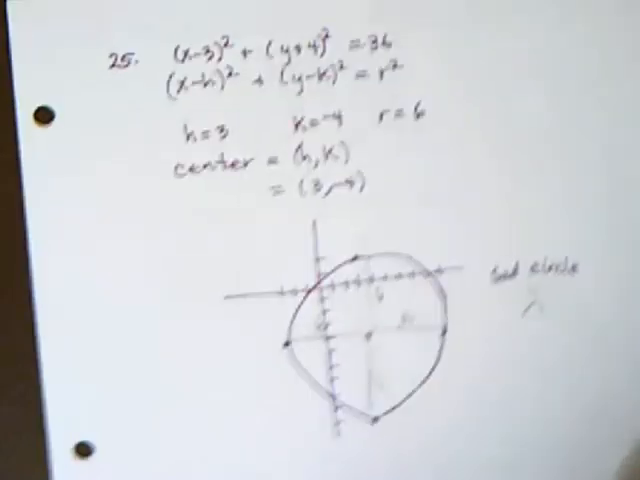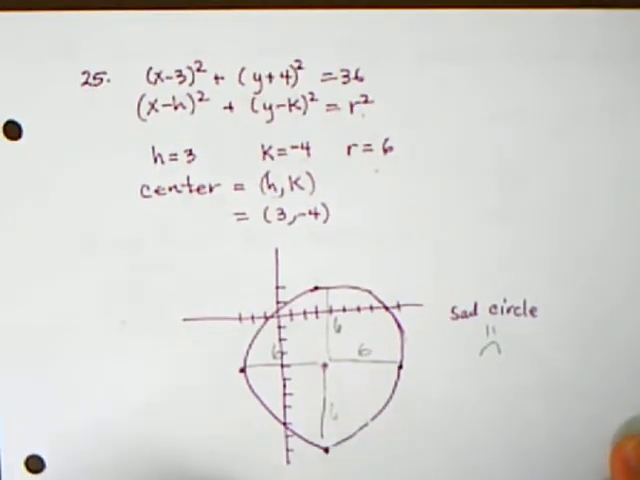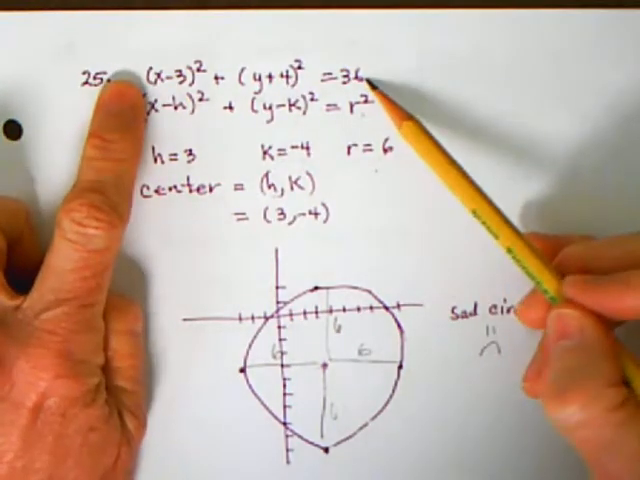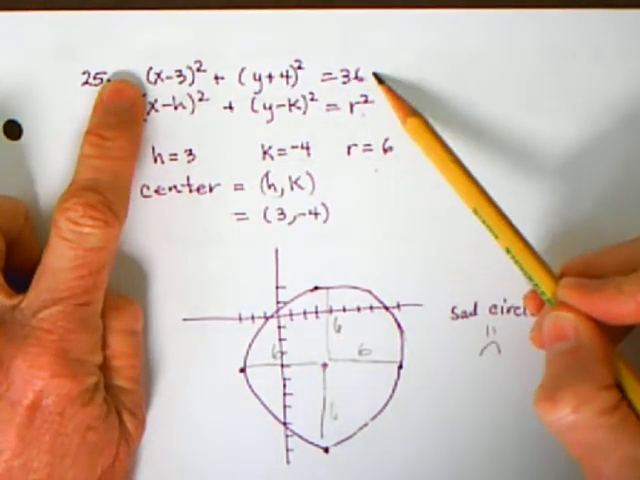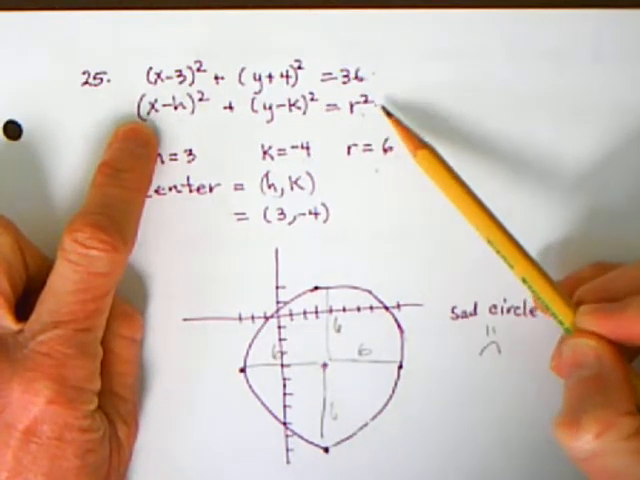25, here we go with 25. All right. So you are given a circle and you need to graph it. So this is what you're given. So remember, this is the equation of a circle. X minus h quantity squared plus y minus k quantity squared equals r squared.